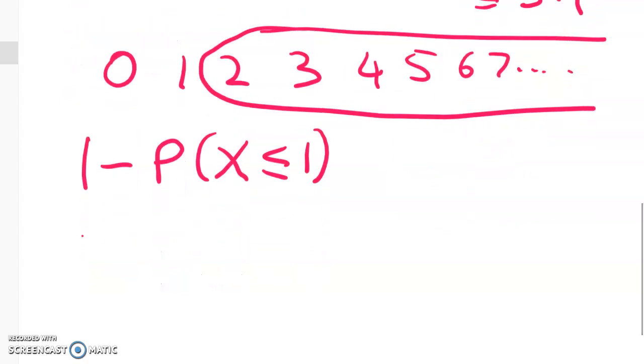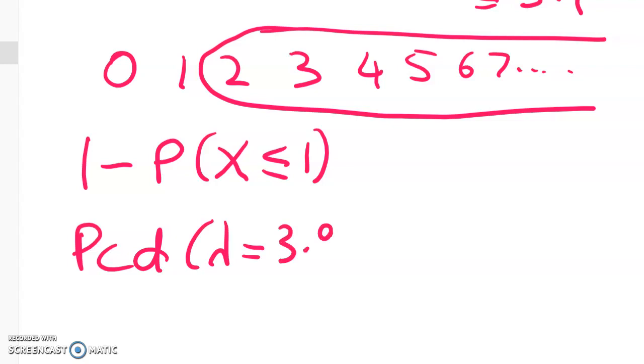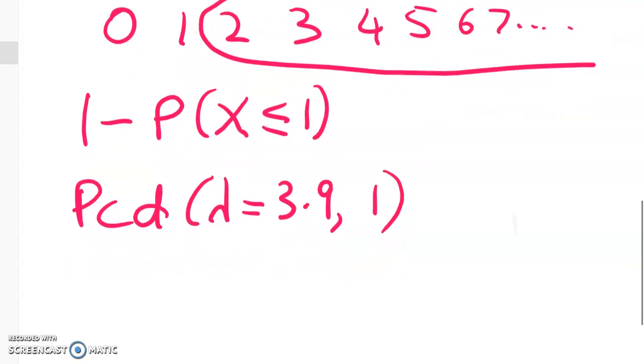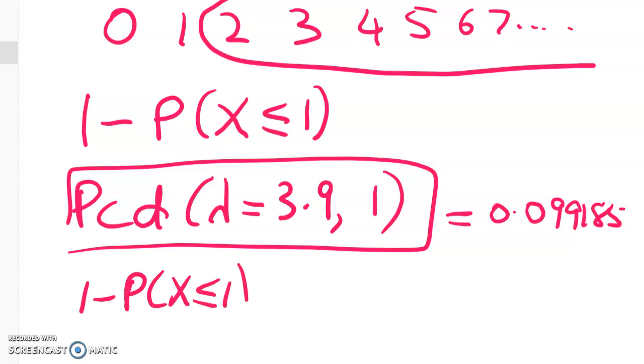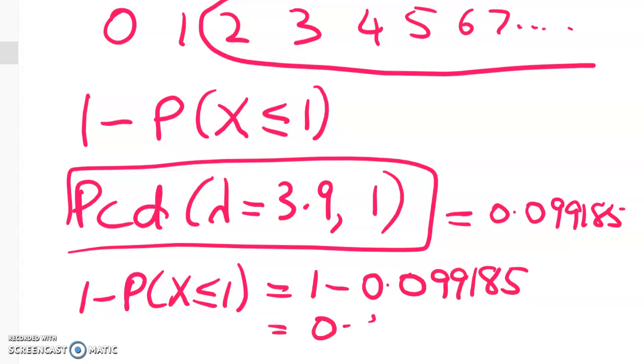So on the calculator, it's going to again be PCD with lambda of 3.9 and 1. So we get this number, and that works out to be 0.099185. So 1 minus the probability that x is less than or equal to 1 is equal to 1 minus this. So don't round too hard, and we get 0.9008. Right? If you're using the formula, you do it the same way that I did it to start with.